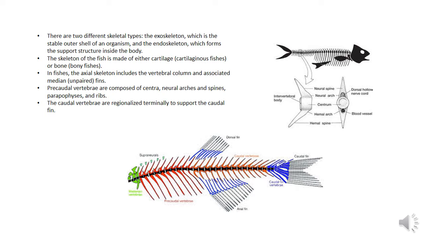In fishes, the axial skeleton includes the vertebral column and associated median unpaired fins. Precaudal vertebrae are composed of centra, neural arch, and spines, parapophysis, and ribs. The caudal vertebrae are regionalized terminally to support the caudal fin.